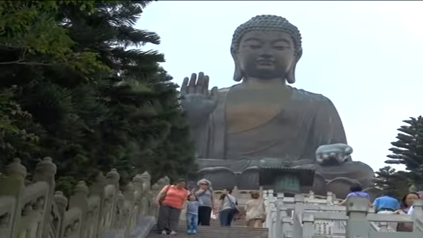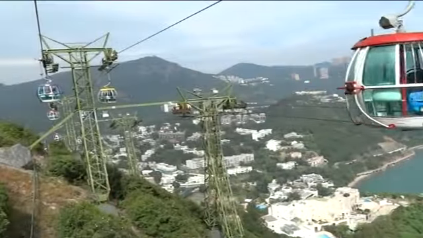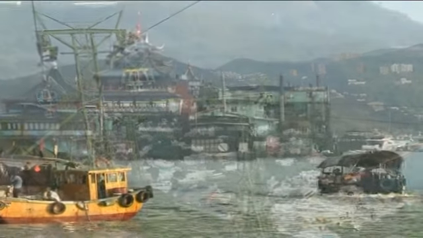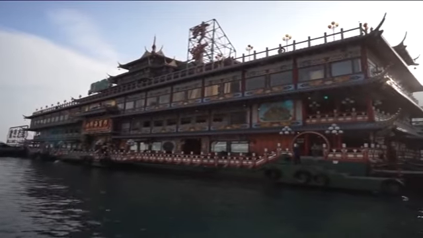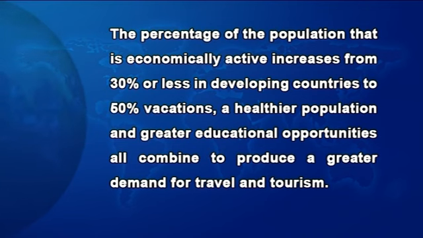The travel propensity for a given population is determined by a number of factors. The demand for tourism is first a function of the country of origin's level of economic development. As a country moves toward a developed economy, more people move from employment in the primary sector to employment in the secondary or manufacturing sector and eventually in the tertiary or service sector. The percentage of the population that is economically active increases from 30% or less in developing countries to 50% or more in developed countries, with more time and income for vacations.